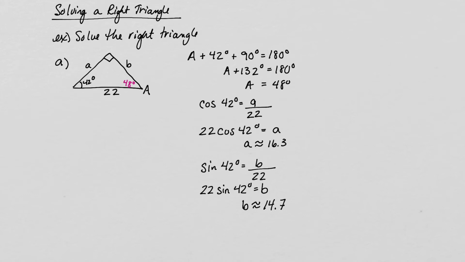So now I found all those missing sides, right? I know that a is approximately 16.3 and b is approximately 14.7. So I have everything that was missing. So let's try another one.